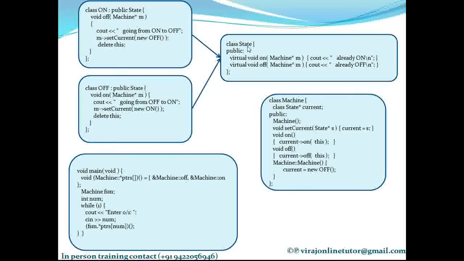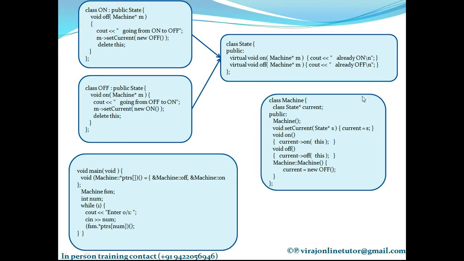I am implementing these in the base class, and I override the off function in the on class and the on function in the off class. Okay, and here I need not change the state either. That's why it is just a matter of printing. And in the main, what am I doing?